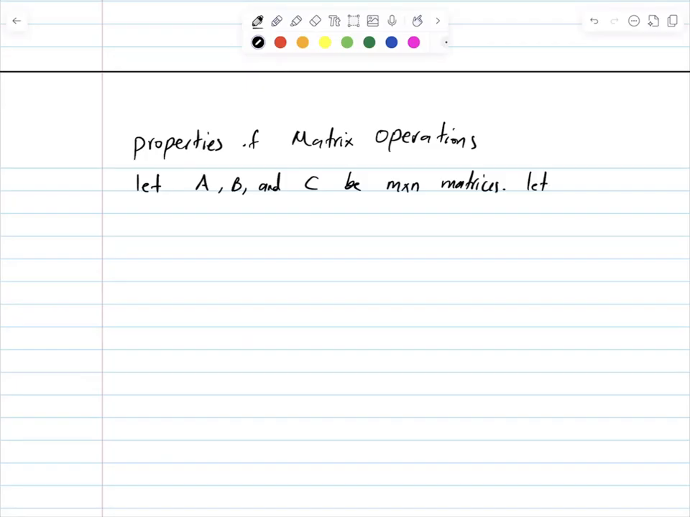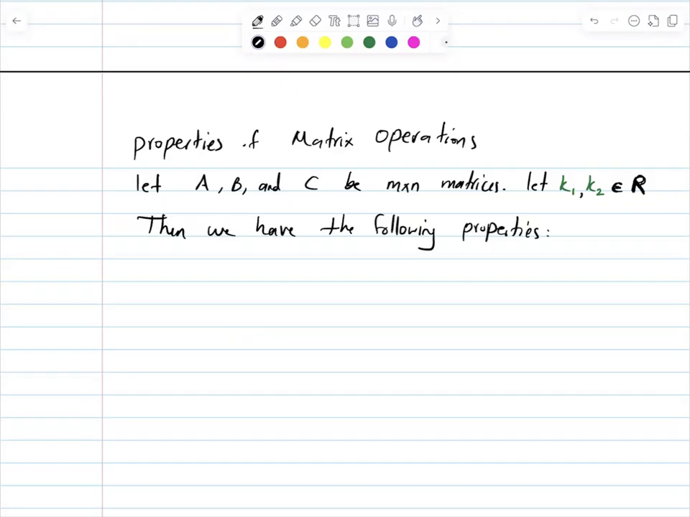Let k1 and k2 be real numbers. So let me move this a little bit here. And k2 belongs to R. So these two are scalars, some real numbers. Then we have the following properties.